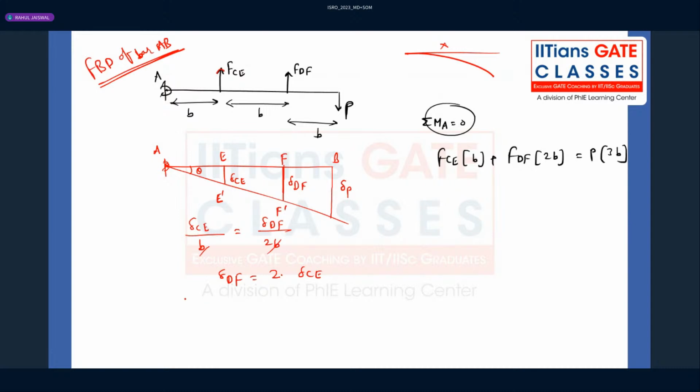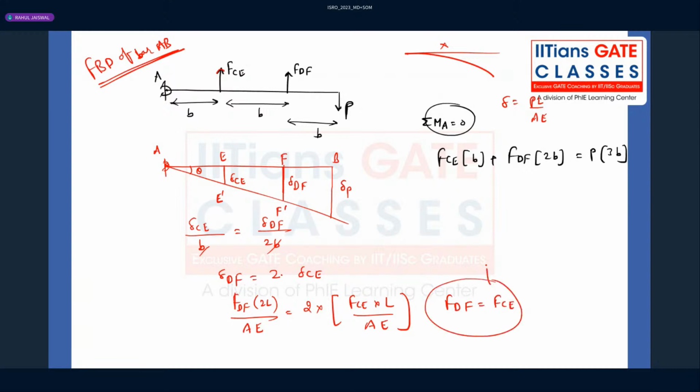How to calculate delta DF? Delta equals PL divided by AE, where the load is F_DF and the length is 2L. The area and the material are both the same. So delta DF is 2 times F_CE, L divided by AE. From here we get F_DF equal to F_CE. Put those values here.